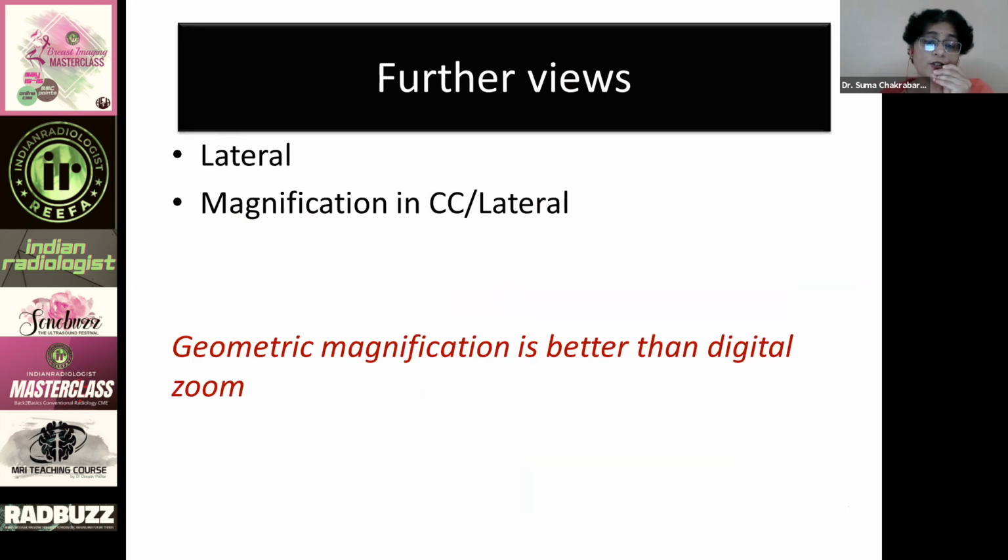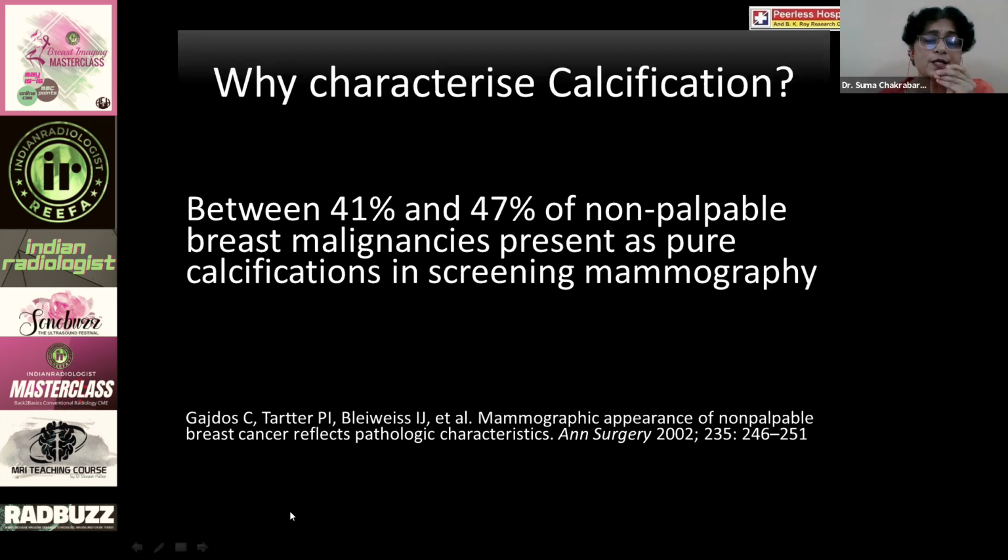As with any abnormality seen on mammography, when we see calcifications, we do a lateral view to see whether the lesion is in the upper or the lower breast, especially when it's in the nipple line. This becomes very important. We do a magnification view in CC or in lateral. So why characterize calcification? This is because in screening mammography, where we find a number of non-palpable breast malignancies, about 41 to 47% of these are actually calcifications. Although we do not have a screening program, we do still screen quite a few women, and we also get incidental microcalcifications, which we see in our symptomatic women.